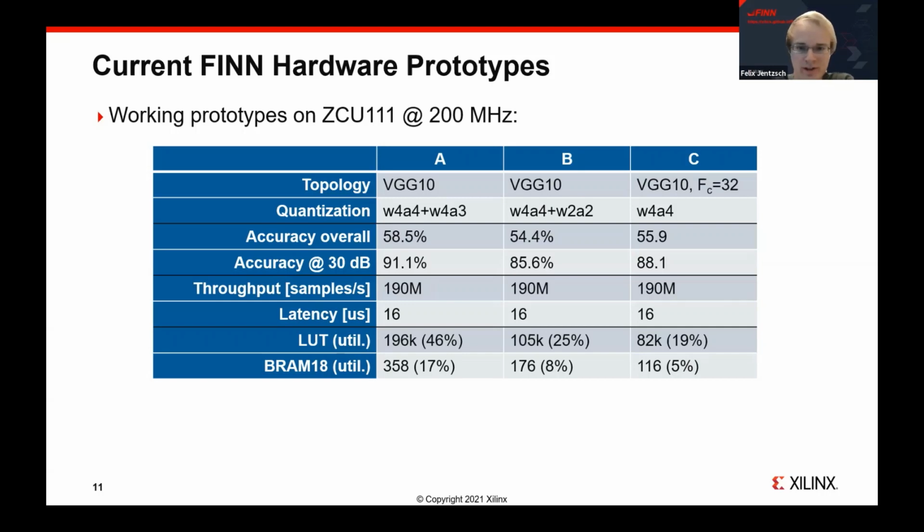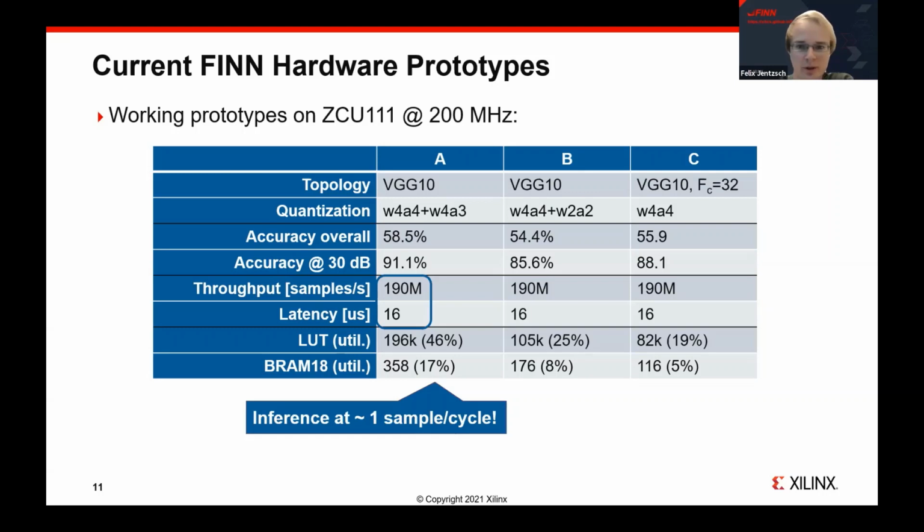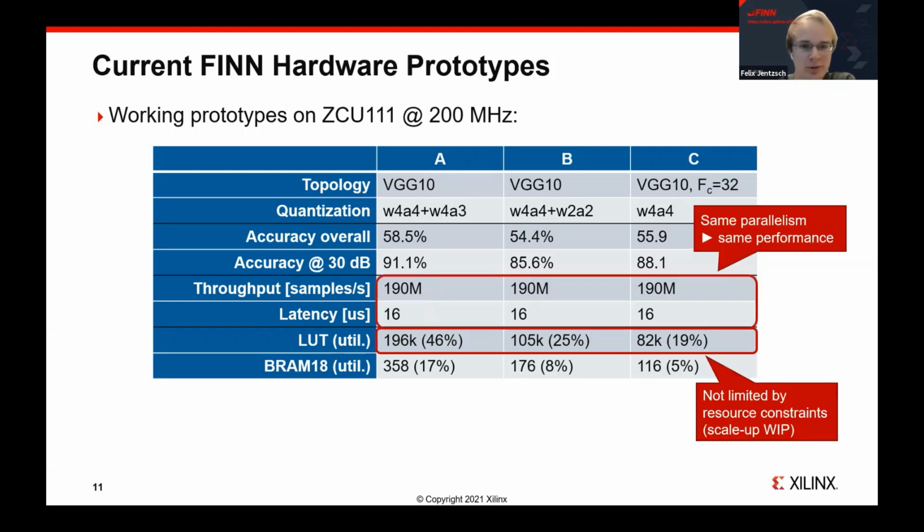So we run these at 200 megahertz, and we managed to take in the samples at clock rate. So minus some pipeline inefficiencies, we reach 190 million samples per second and a latency of 60 microseconds. So keep in mind that one frame that we process in our network consists of 1024 samples. So this is why we use the samples per second metric here instead of frames per second, but it's equivalent, if you will.